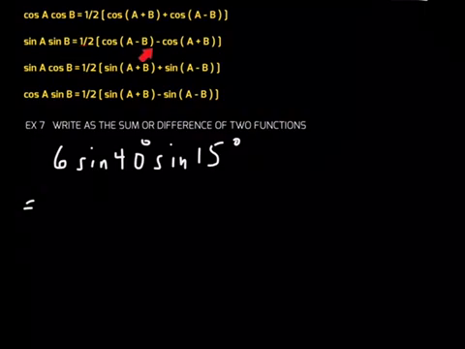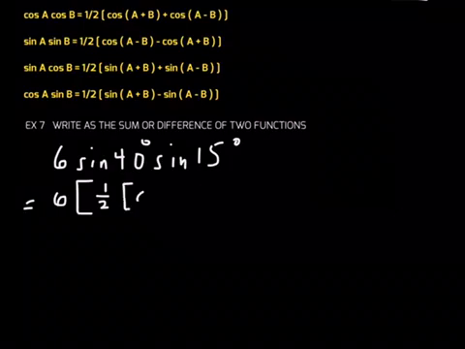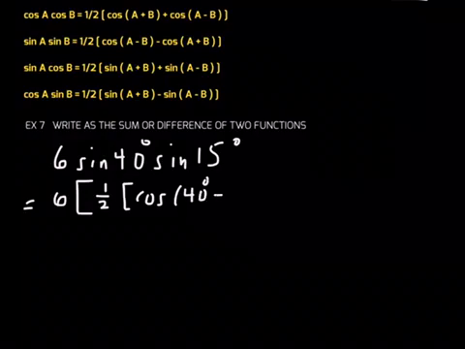All of this on the right-hand side: every time I see an A, I'm replacing that with 40 degrees. Wherever I see a B, I'm replacing it with 15 degrees. All right, here we go. The first thing I'm going to write is this 6. I'm going to bring down the 6. Now, 1/2 times cosine of, and then we have A minus B, which is 40 degrees minus 15 degrees.